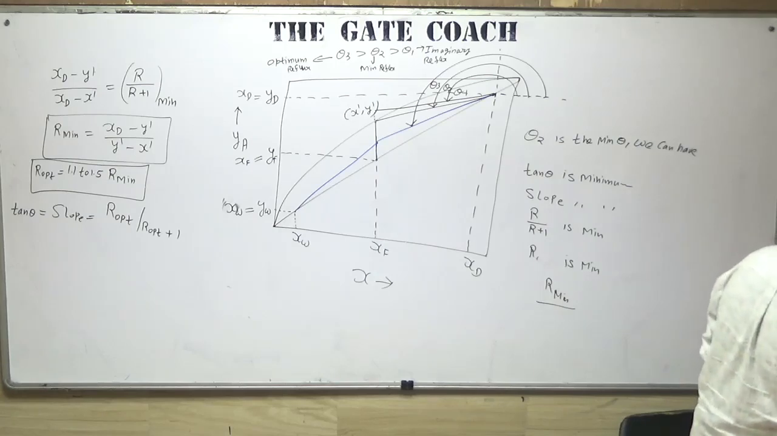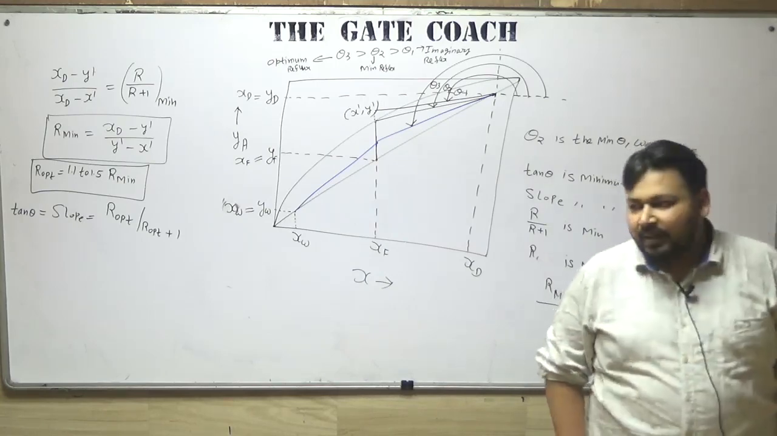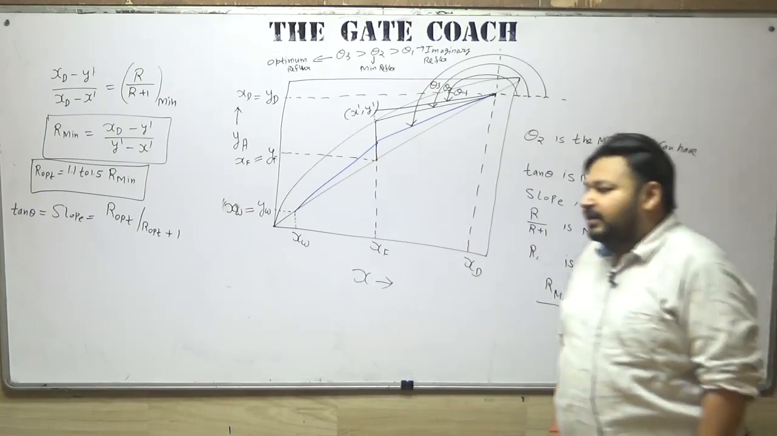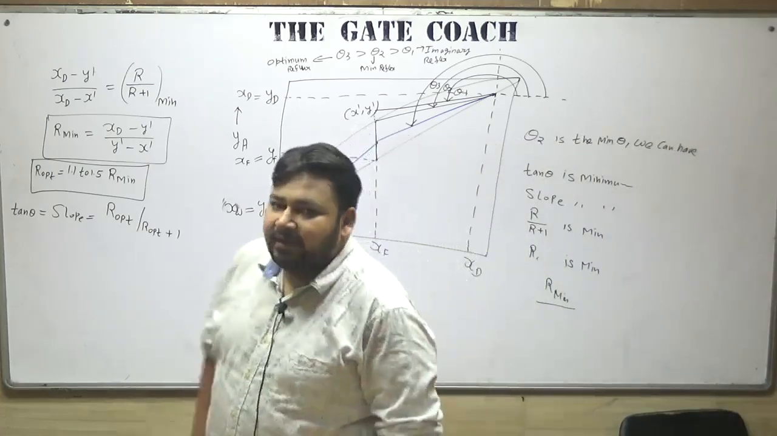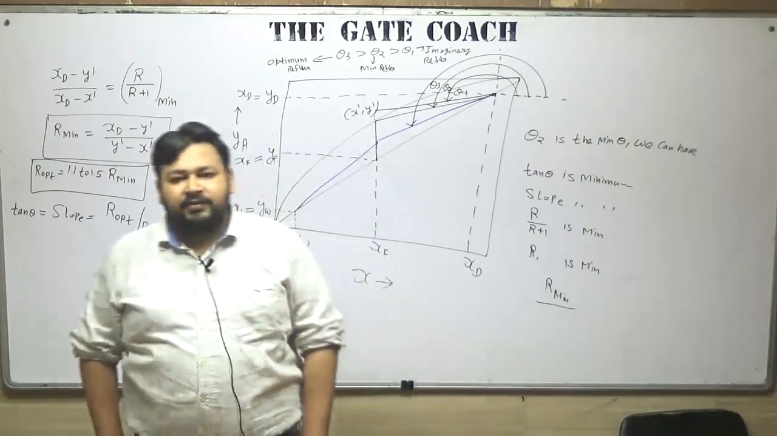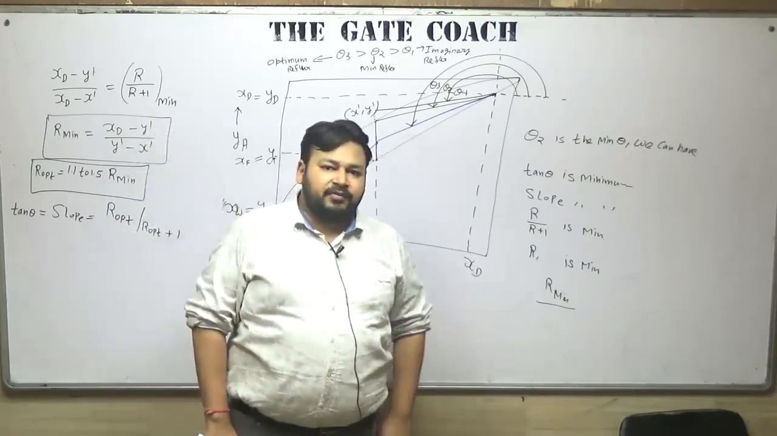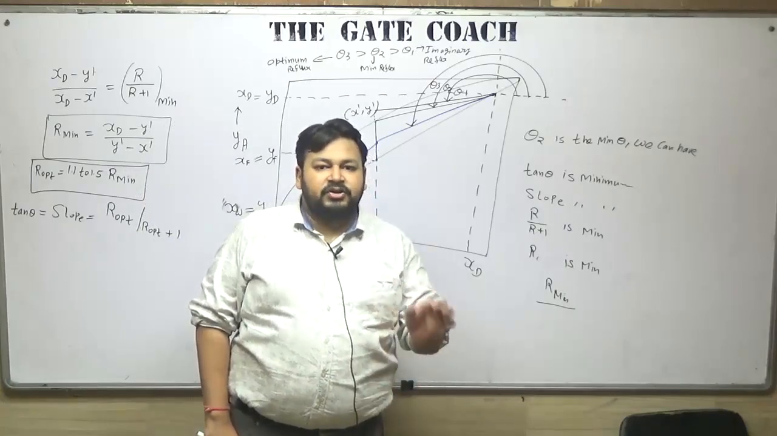What is the purpose of reflux in distillation? The purpose of reflux in distillation is to maintain the supply of liquid in the distillation column. If you ask me the fundamental purpose, this is the only fundamental purpose: to maintain the supply of liquid in the distillation column.